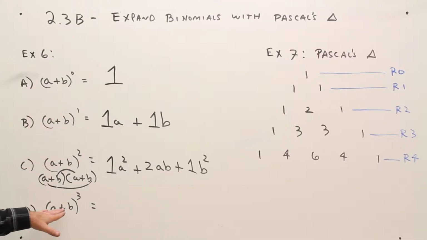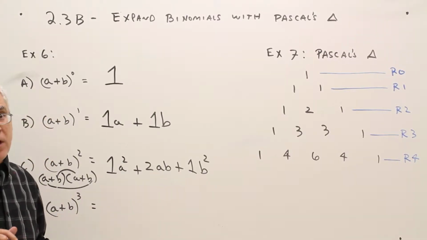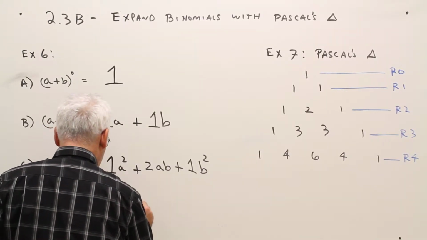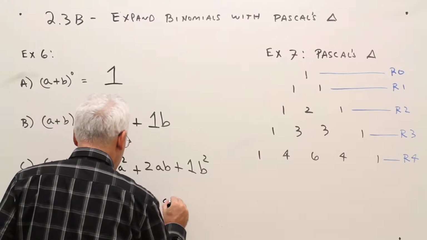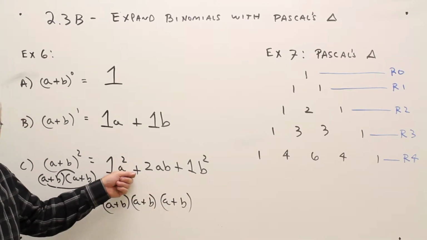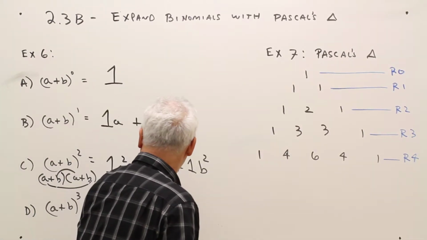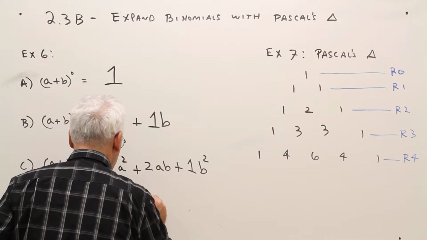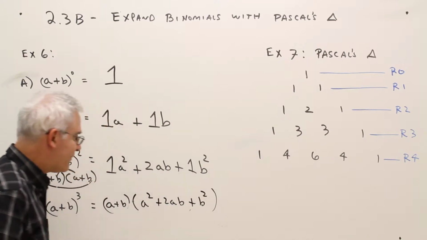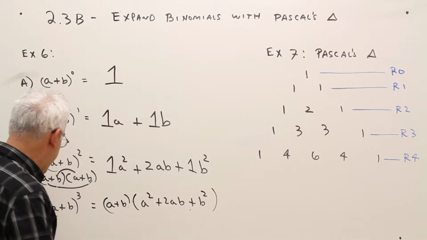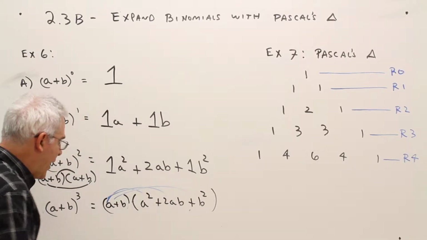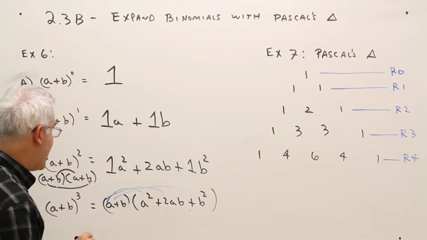Okay, and then finally, a plus b cubed. Well why don't I make that be a plus b times a plus b times a plus b. And a plus b times a plus b we just did there. So let me kind of remove that and go a squared plus 2ab plus b squared. All right, now I gotta do those magic arrows. So I'll just multiply everybody through by a. So that's going to be a cubed.